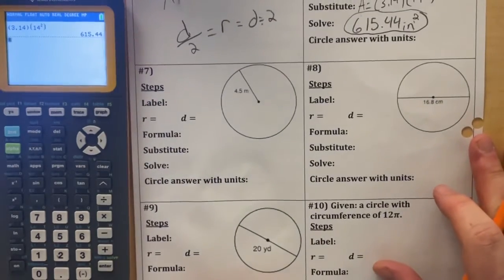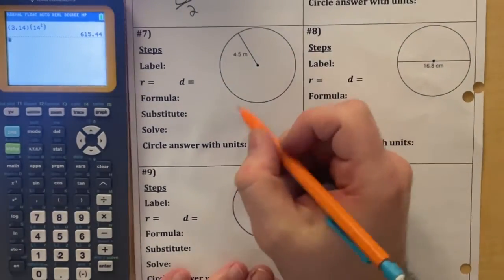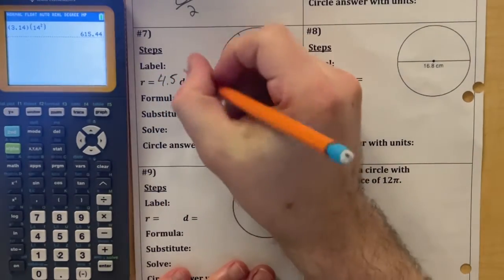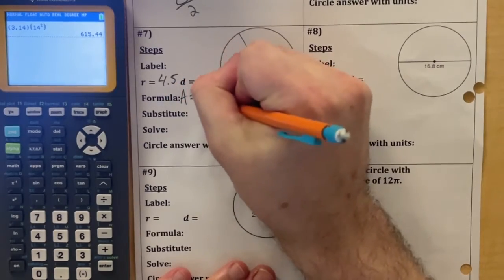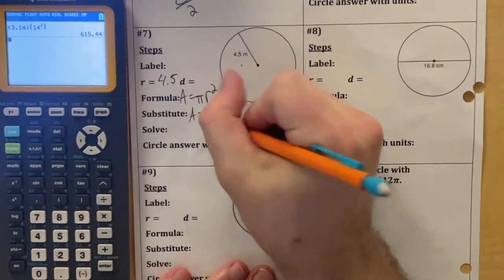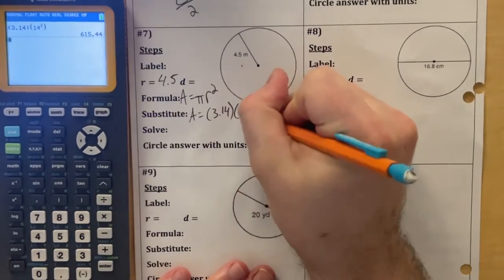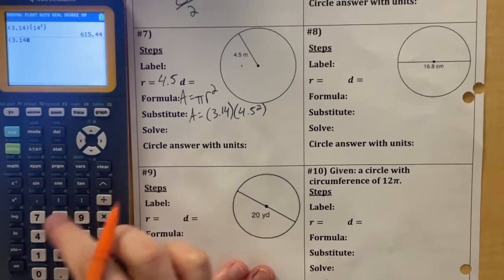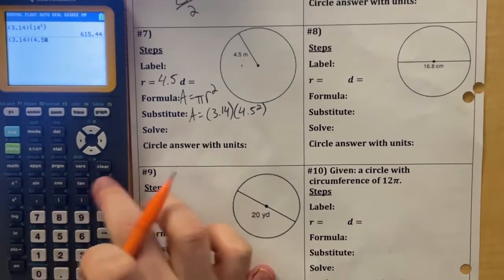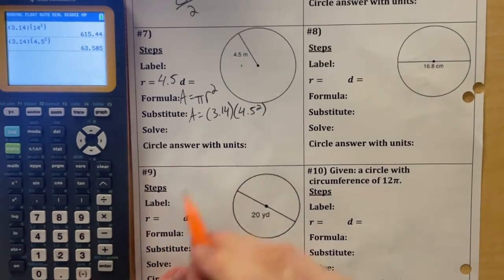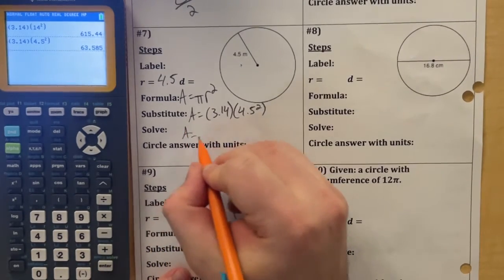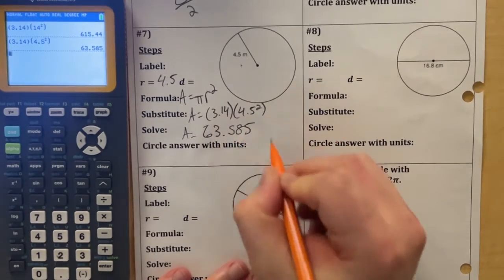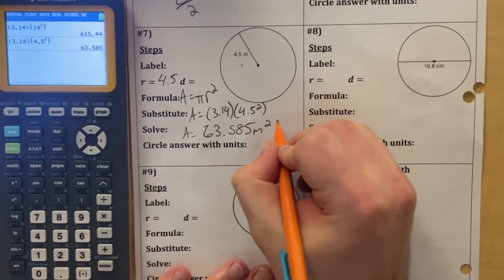All right, moving on to number 7. It gives us radius again, so we have radius is going to be 4.5. We have our formula, area equals pi times the radius squared. Substitute it in, we have 3.14 times 4.5 squared. Type it into your calculator exactly as it looks, 4.5 squared. And so we can say, all right, area is going to be equal to 63.585, and we're going to say meters squared.